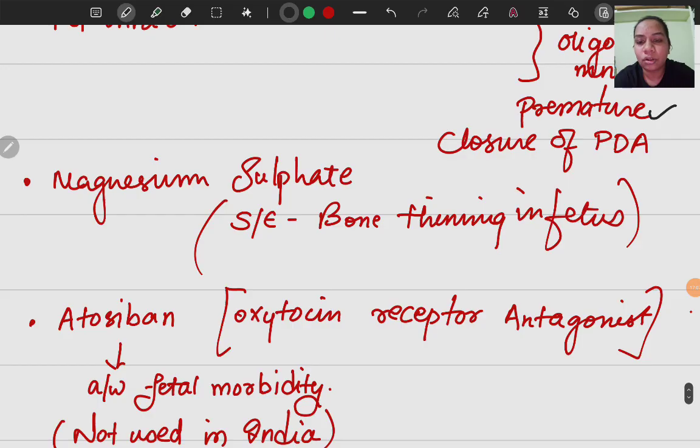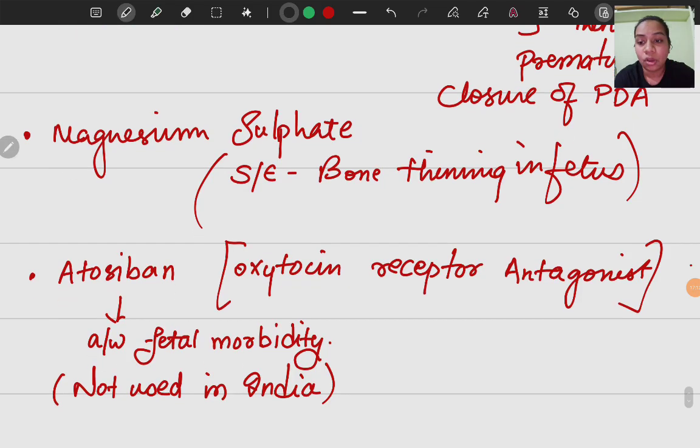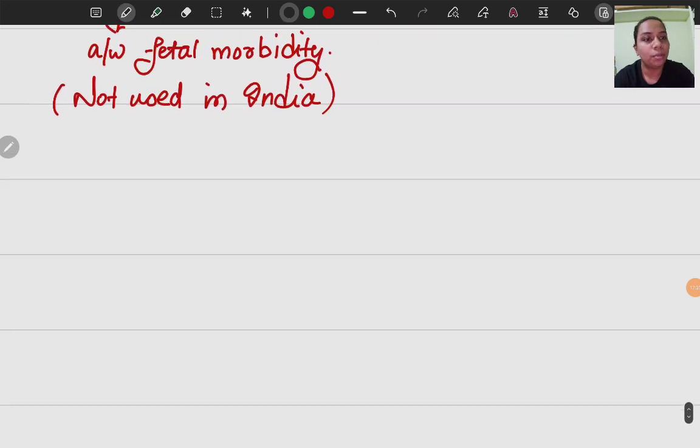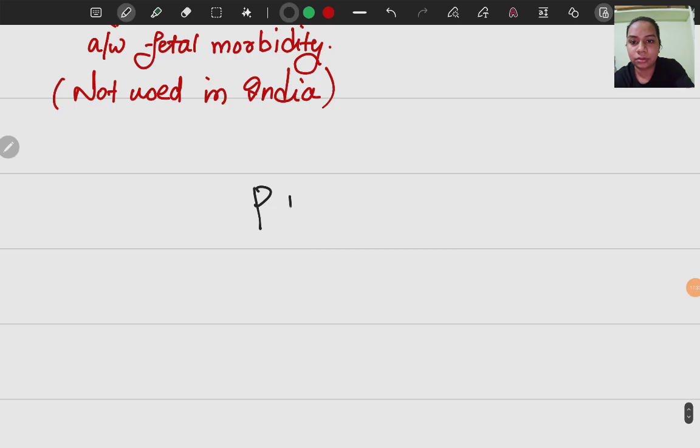Magnesium sulfate can also be used, but it has a major side effect on the baby, that is bone thinning can be seen in the fetus. Also we have one drug, that is atosiban. It is associated with fetal morbidity according to the sources and it is not used in India. The action of atosiban is oxytocin receptor antagonist. So this is all about preterm labor.